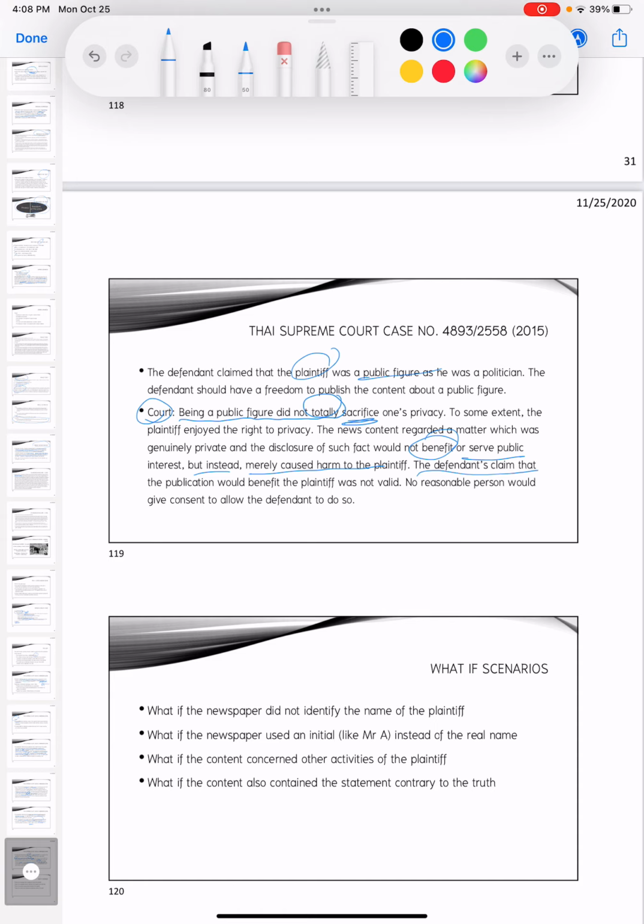So the defendant's claim that the publication would benefit the plaintiff was not valid. No reasonable person would give consent to allow the defendant to do so. Okay. So in this case, the politician won, right? The court believes that it's not worthy, in other words. Okay.